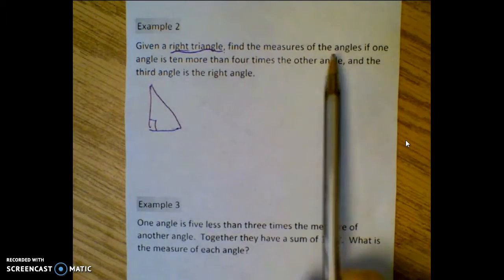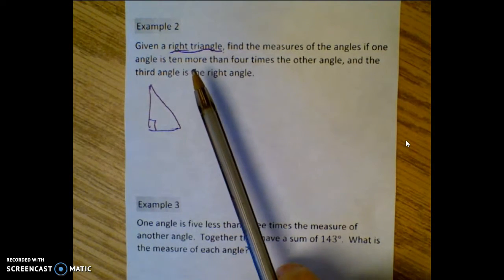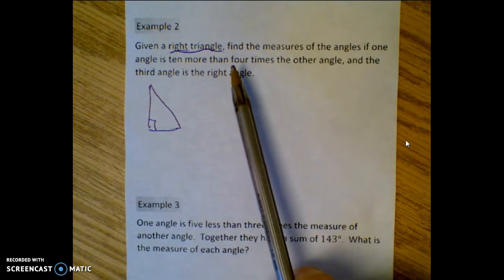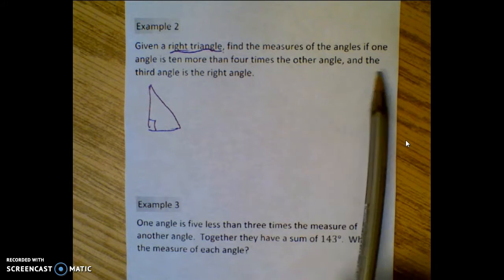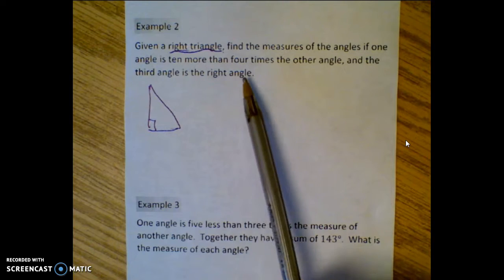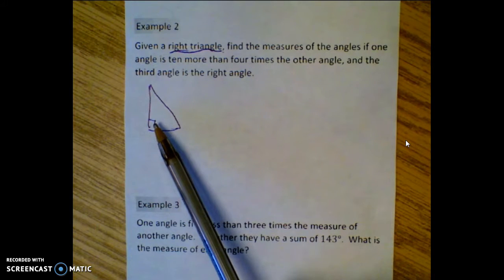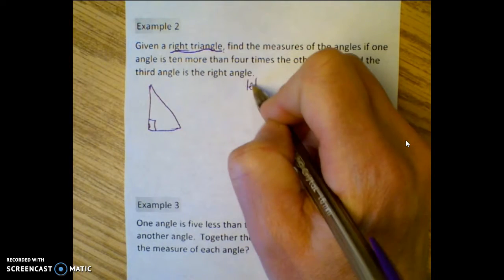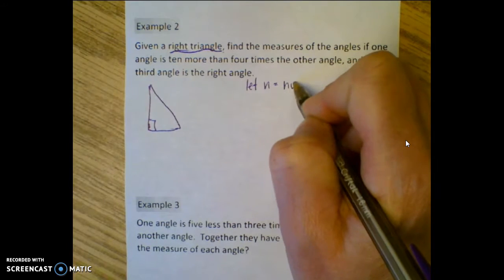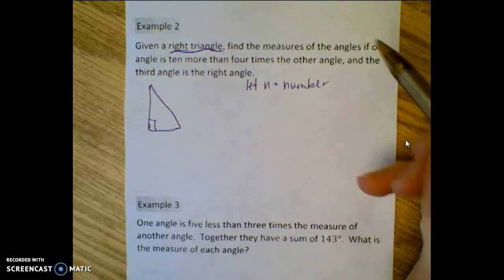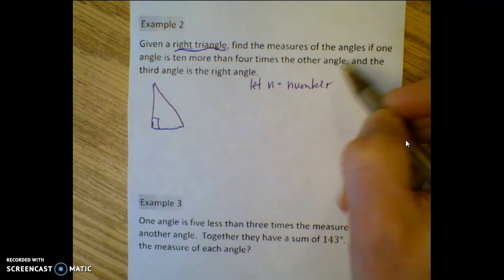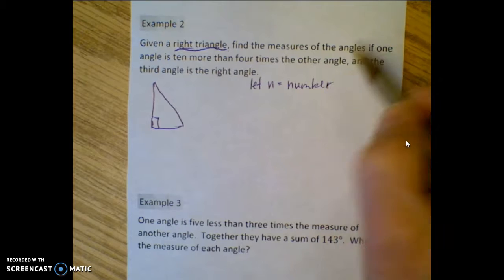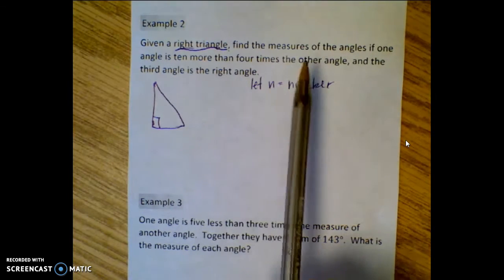We're eventually going to find the measures of the angles if one angle is 10 more than 4 times the other angle. And of course, the third angle is the right angle. They don't always tell us that, but we knew that to begin with. We need to define our variable, so we'll use n again to represent the number that we start with, or the variable that we're going to use for the unknown.